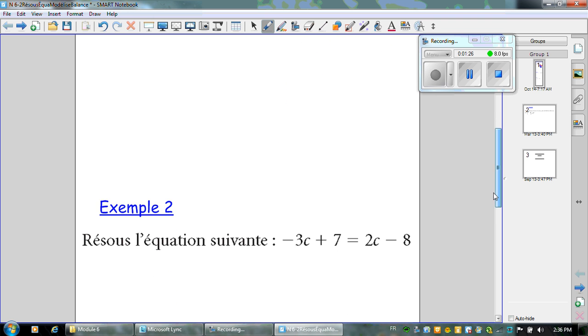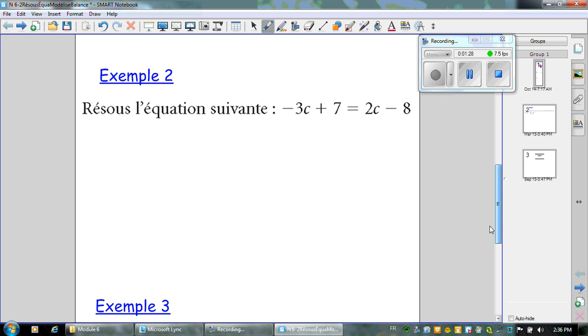Let's do another example. Again, here's another example you're going to have to balance. So again, you have variables on each side. That's not going to work. And I always suggest to eliminate the smallest of the two variables. So what's smaller, 2c or negative 3c? Well, the negative number is always smaller.